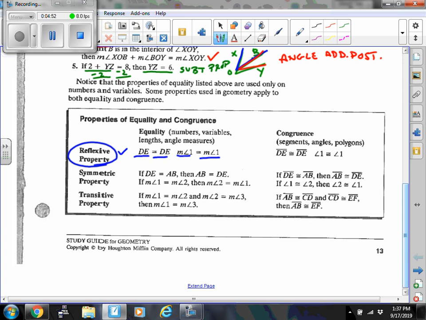Symmetric property is when we flip things around. Symmetry means you flip over something. So that's exactly what I'm going to do. BE is equal to AB, I switch the order. AB equals DE. No kidding. If X is equal to 4, 4 is equal to X. Again, with angles, it'd be measure of angle 1 equals measure of angle 2, which means measure of angle 2 equals measure of angle 1.